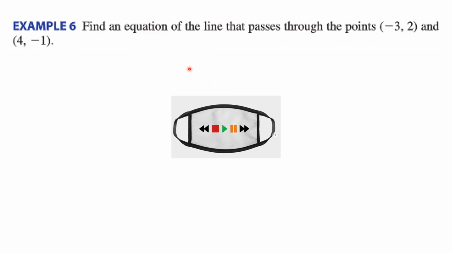Example 6. Find an equation of a line that passes through these two points, (-3, 2) and (4, -1). You know what to do. And when we continue in 6.1, we'll see how you did.